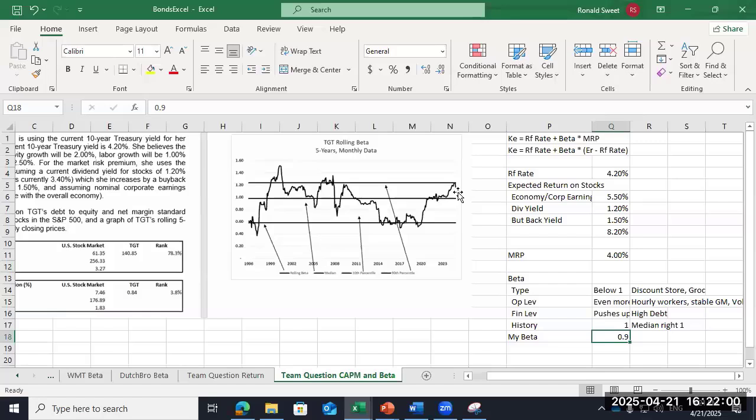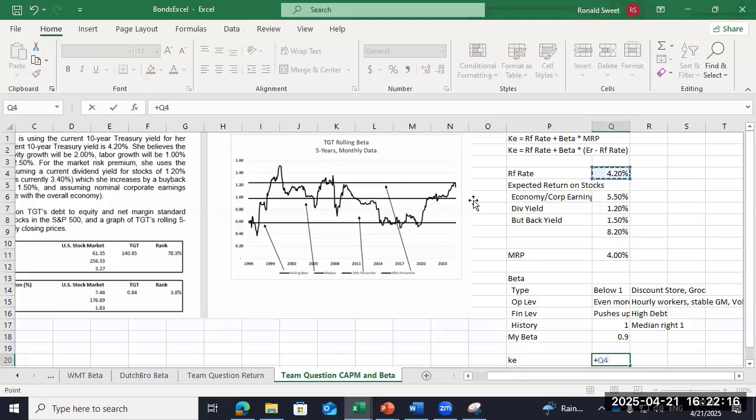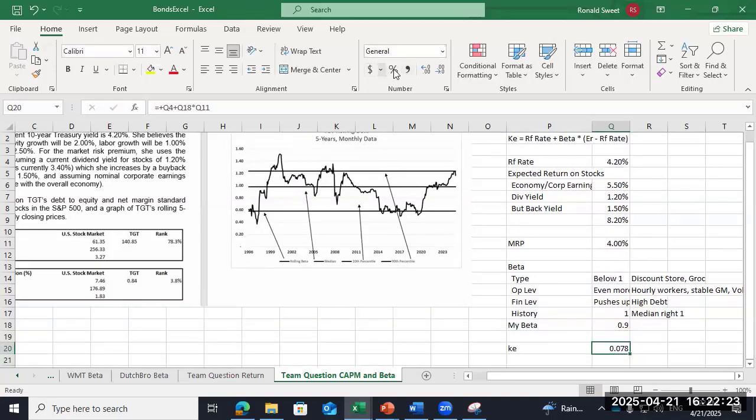So the median gives you, most students pick something pretty close to the median. Paper 3, you're probably going to pick something close to the median, unless it completely contradicts the rest of your paper. I think 0.9 makes sense. So that gives me a KE: the risk-free rate plus beta times the market risk premium. I get 7.8%. Your KE is going to be in the 6 to 10% range more than likely. It's unlikely it's going to be a really radical number.